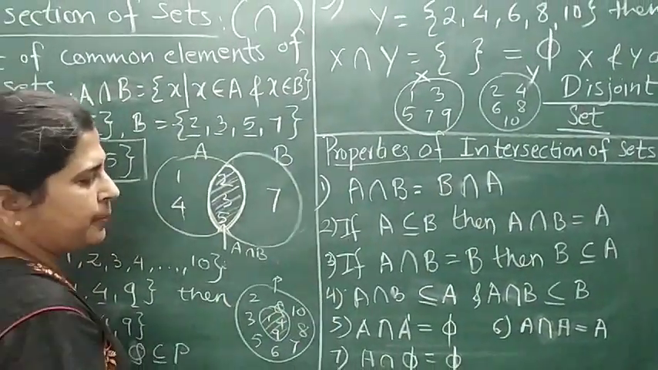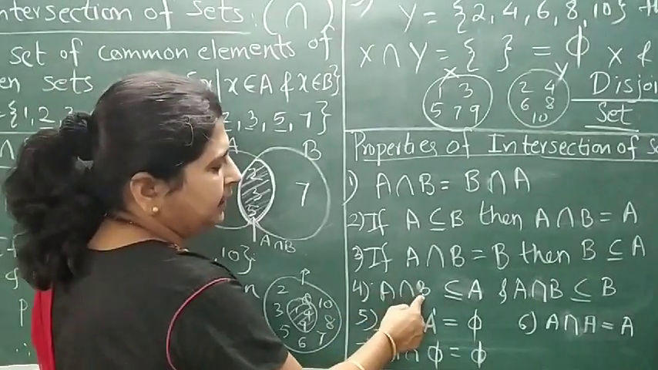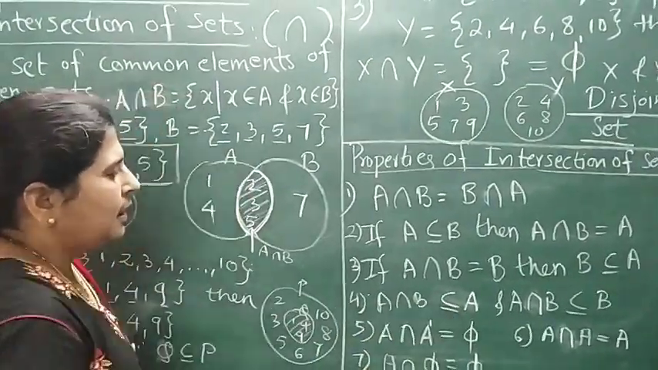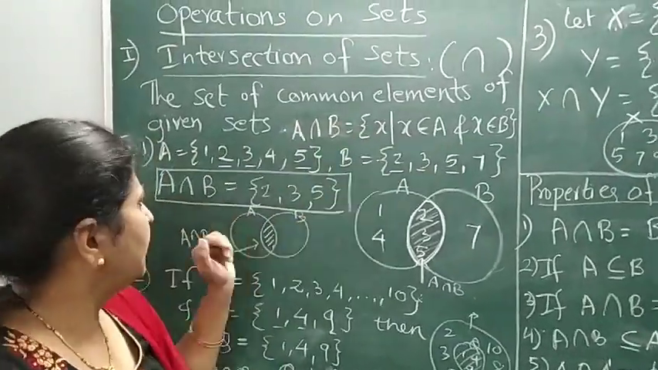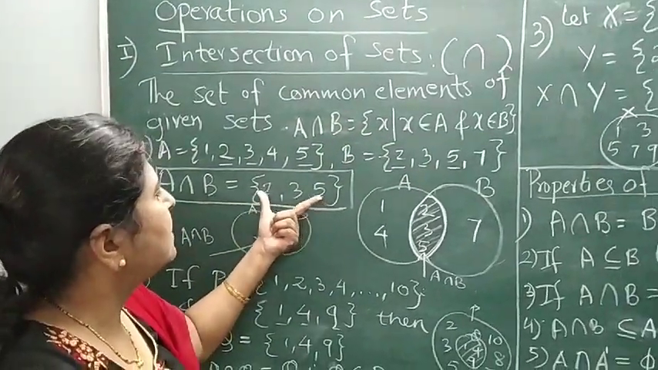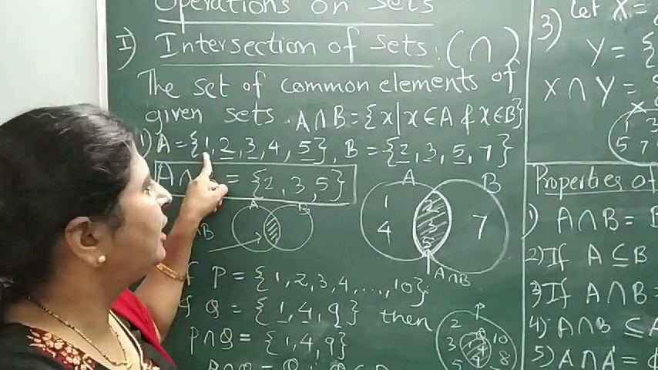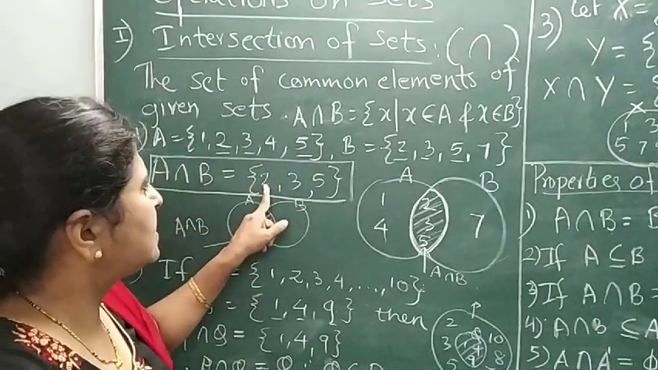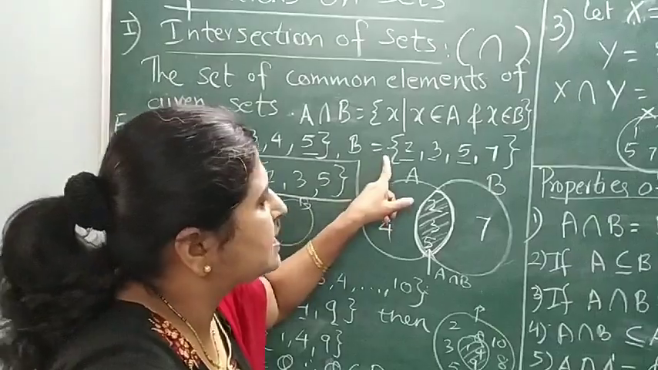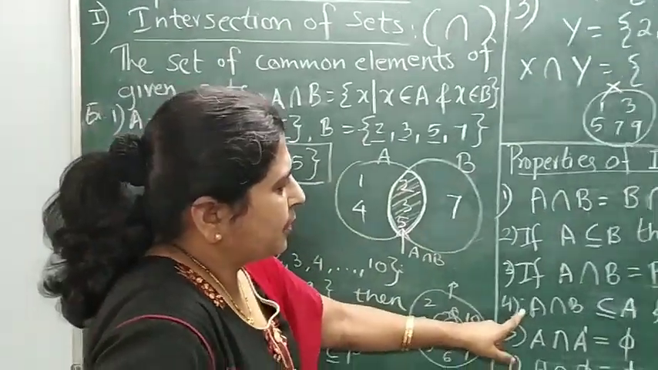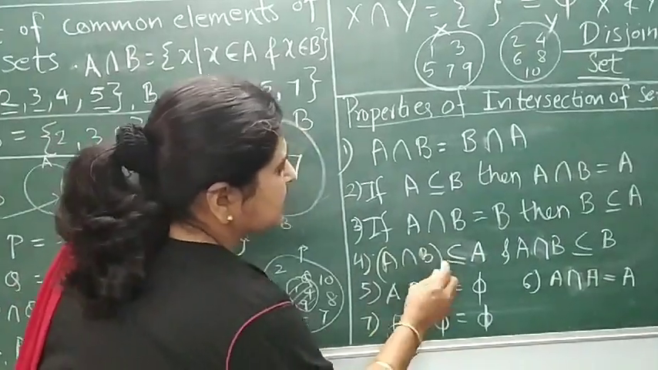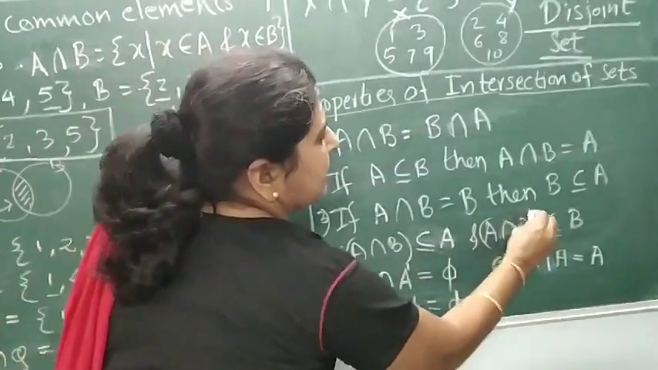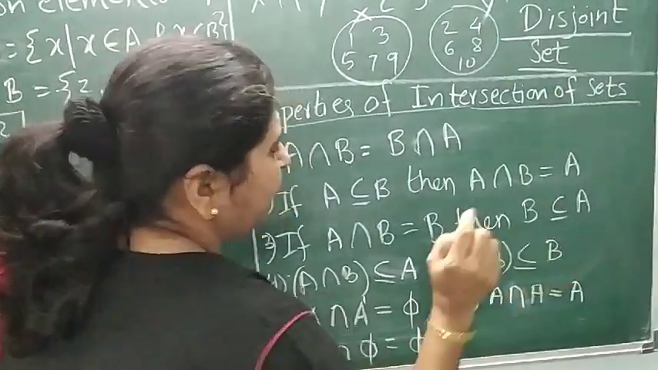Now what is the fourth property? A intersection B is a subset of A. Now this is set A, set B. Any set A, any set B. This is the intersection. Now this intersection set is a subset of given set A as well as a subset of given set B. This is the property we have. So this intersection set is a subset of A, and A intersection B is also a subset of B.